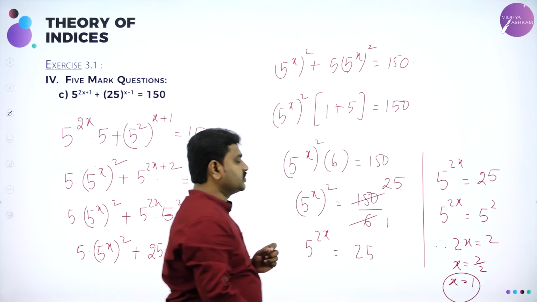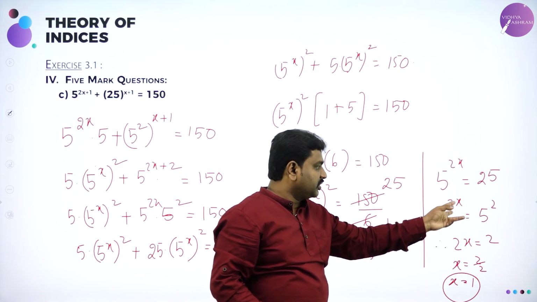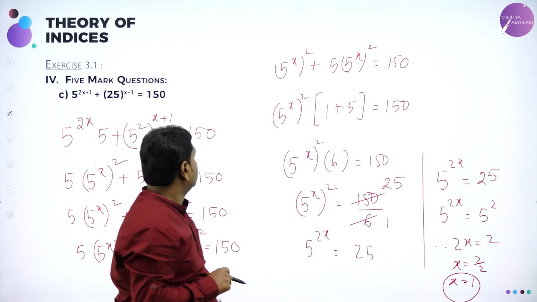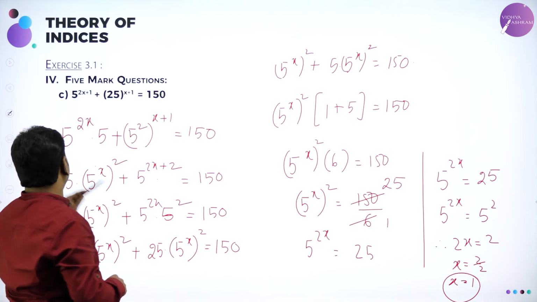So the solution is x is 1, because I got 25. 5 power 2x is 5 square. So bases are same, equate the powers. 2x is equal to 2. So x is what? 1. In the place of x if I put 1, it will satisfy. This is one method of solving this.